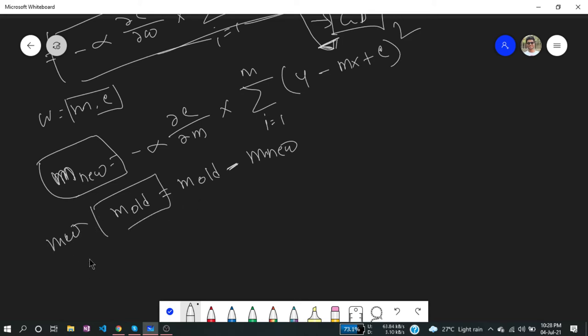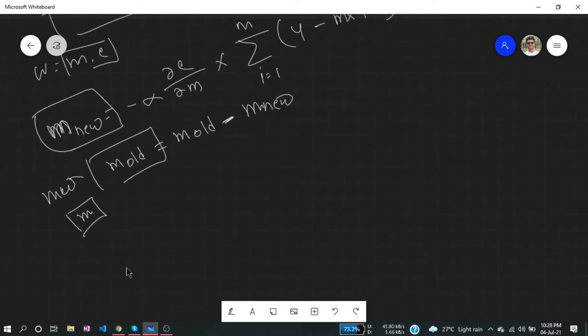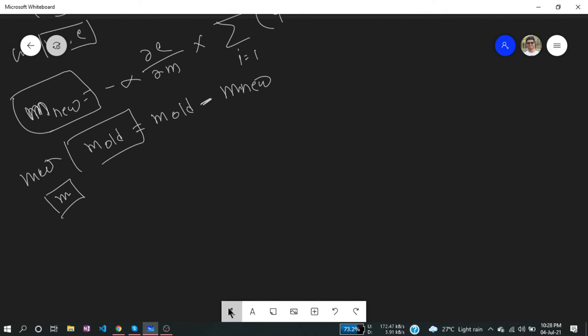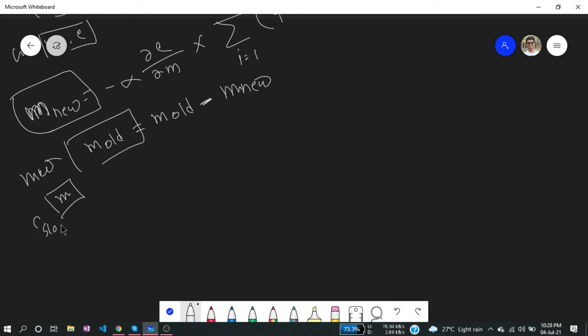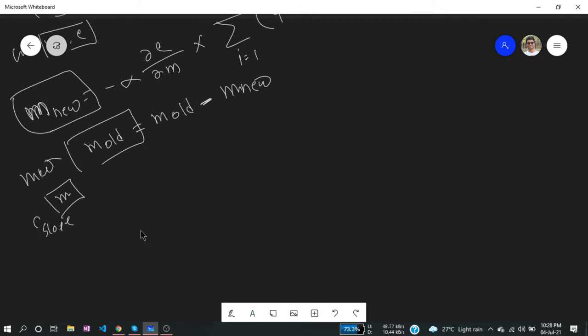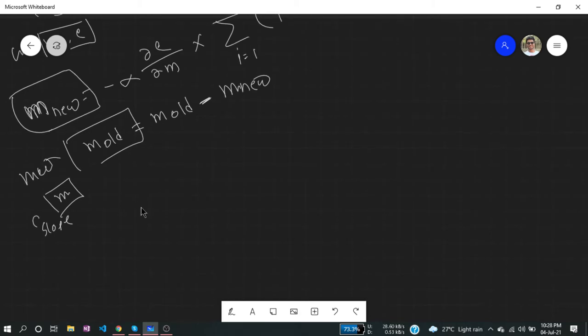This would be a new m. So that's how you will calculate your slope. m is nothing but the slope. Now, using this same formula, you will calculate your c.